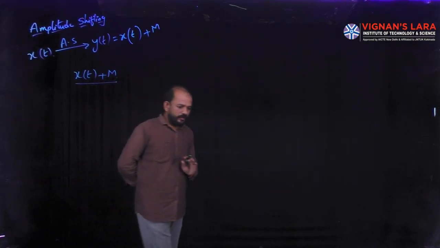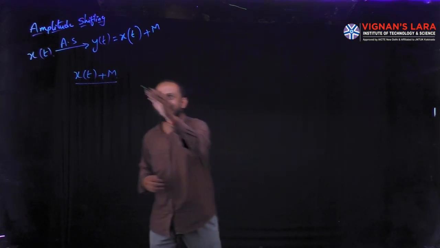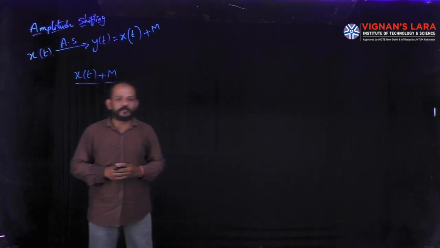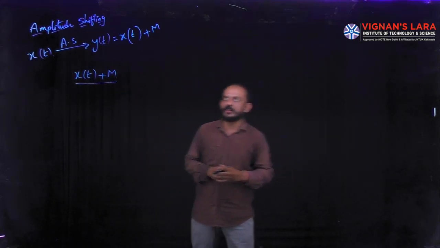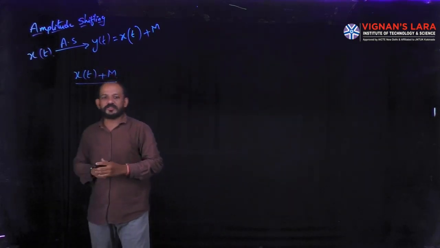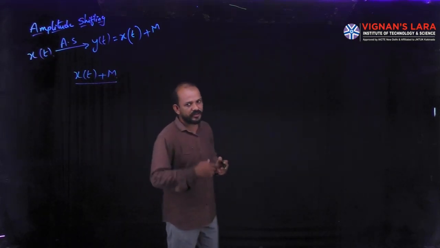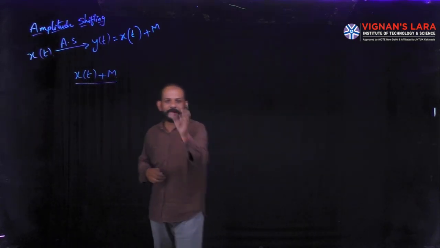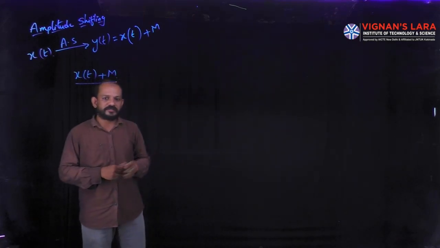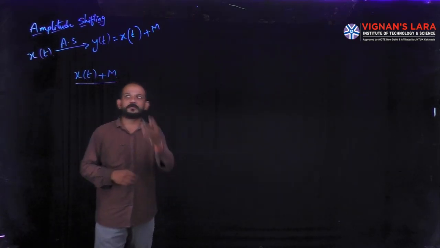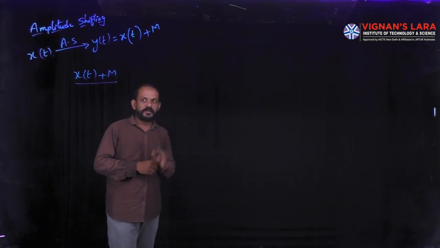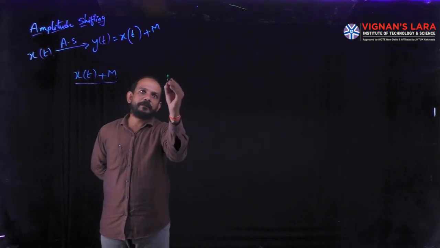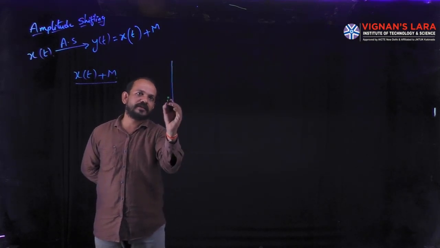Now, if I want to explain this, I will use waveforms. Diagrammatic explanation is well suited for these operations on signals. For your better understanding, I will take diagrammatic representations. I will take some waveforms and explain the concept of amplitude shifting with respect to that waveform.